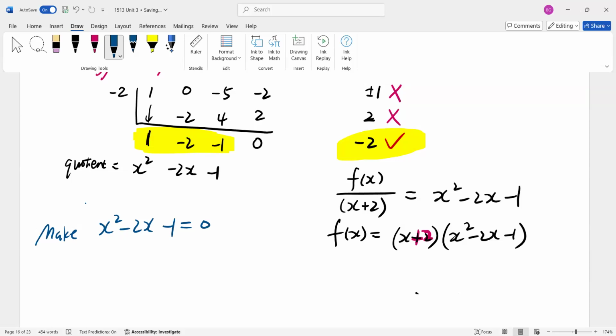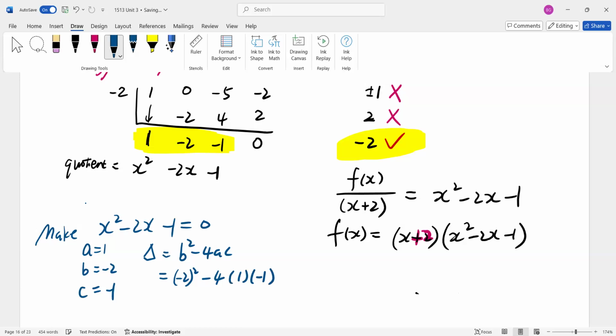We'll do quadratic formula again. A is 1, B is -2, C is -1. Delta, B squared minus 4AC, -2 to the power 2, B squared minus 4AC. Okay. Square root of B is 4.